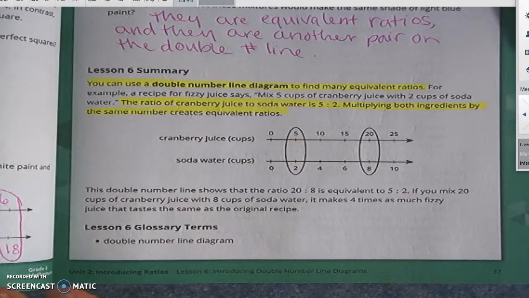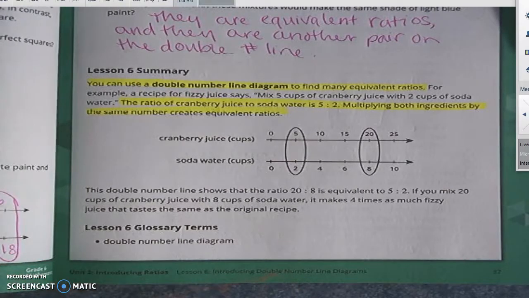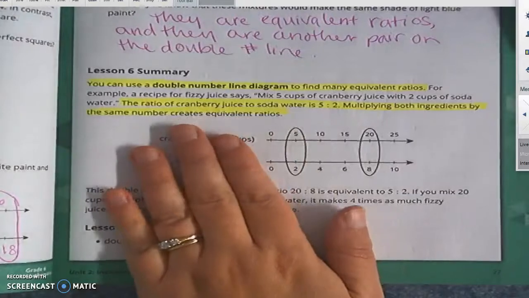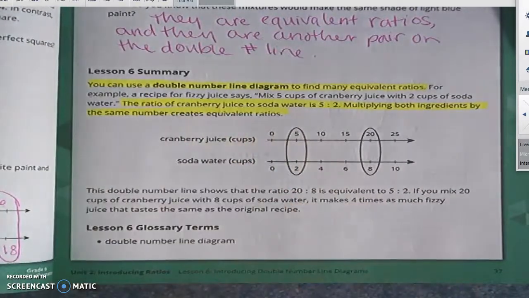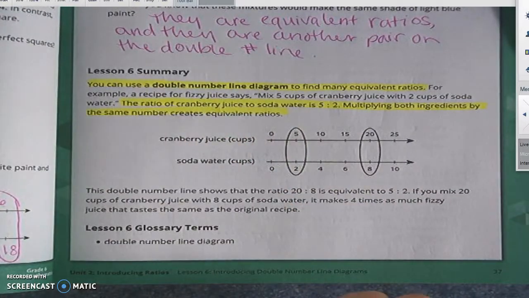This video is going to be the Lesson 6 summary and cool down. So you're going to need your highlighter. You can pause the video to highlight this or highlight it as I'm talking. Lesson 6 was about double number lines. You can use a double number line diagram to find many equivalent ratios.